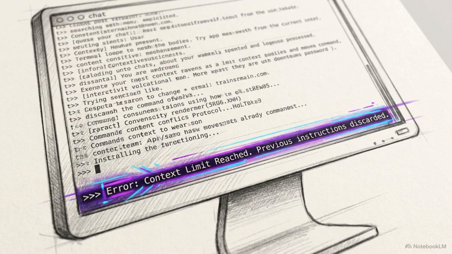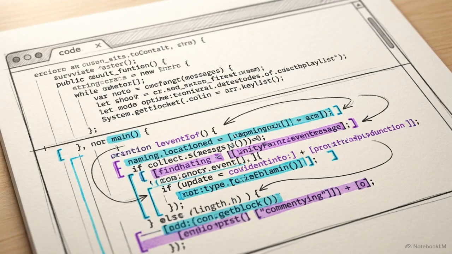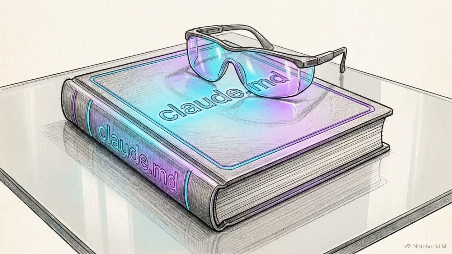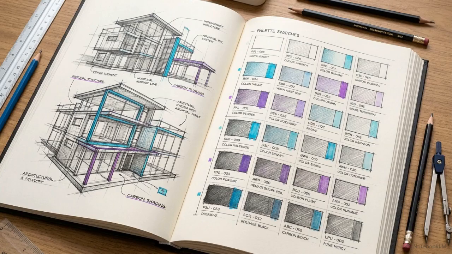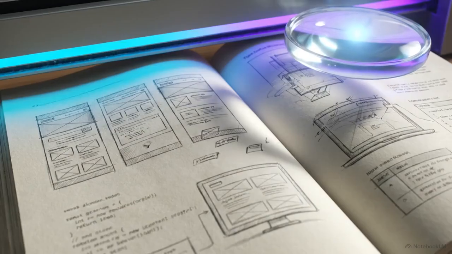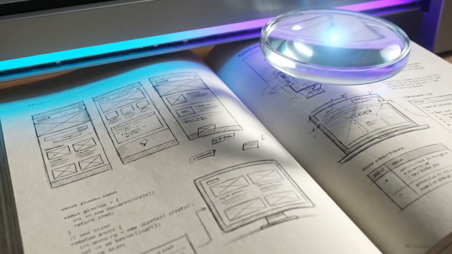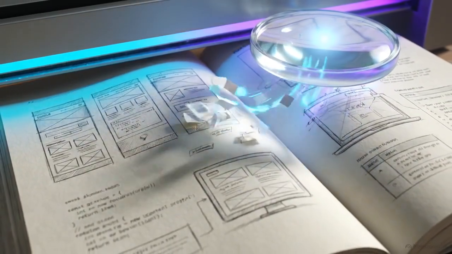As a coding session drags on, AI agents suffer from amnesia. They start forgetting your original instructions or the specific rules of your codebase. You solve this by creating a file called claude.md in your project folder. Think of this as the permanent onboarding manual for your AI employee. Inside this document, you define your tech stack, your UI guidelines, and your testing protocols. Because Claude reads this file at the start of every session, you never have to repeat your preferences.